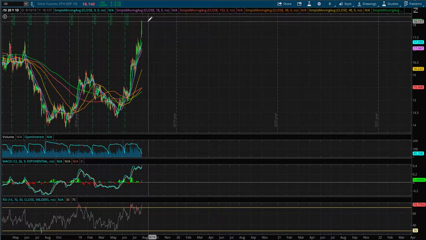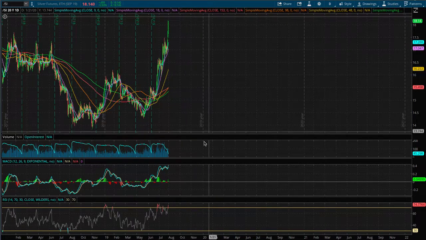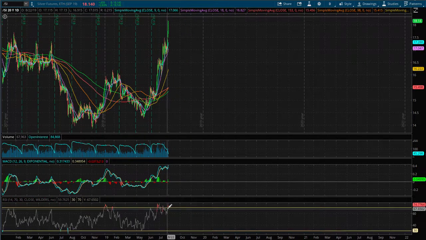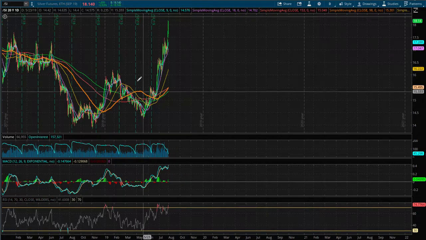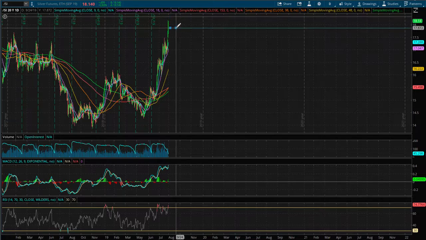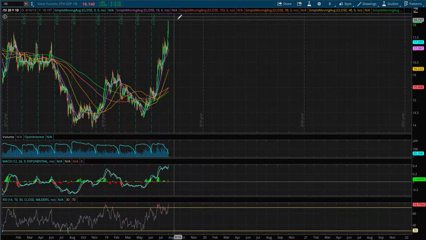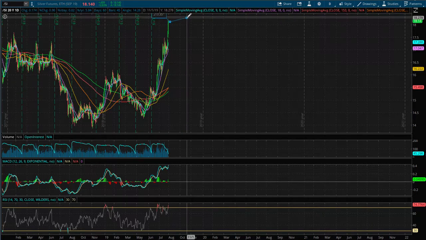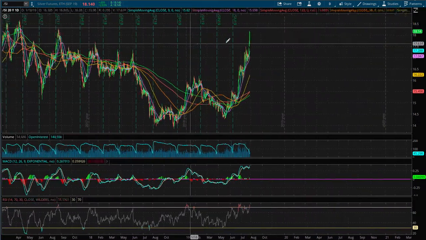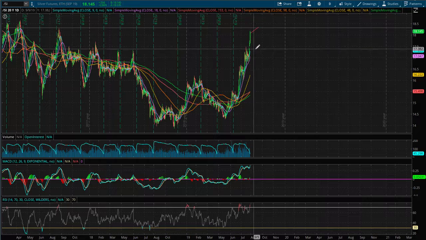This uptrend still has a lot of juice, so even though the RSI is overbought, it can still definitely go much higher. So if we were to move on higher, if we expand out and see, that price movement is roughly around 1.5% if we were to continue to move on higher.